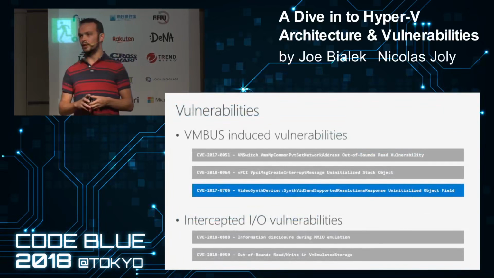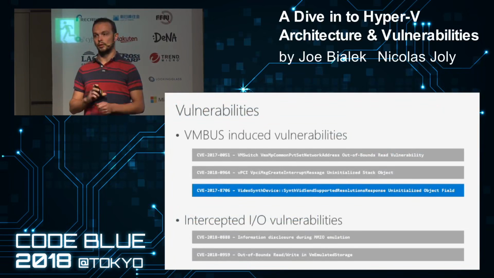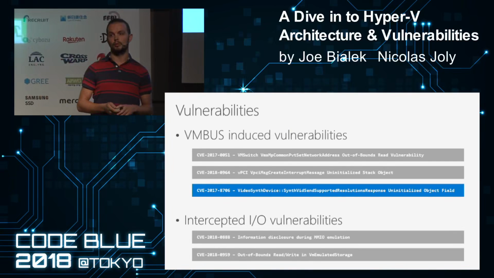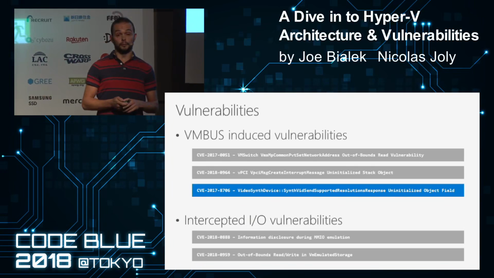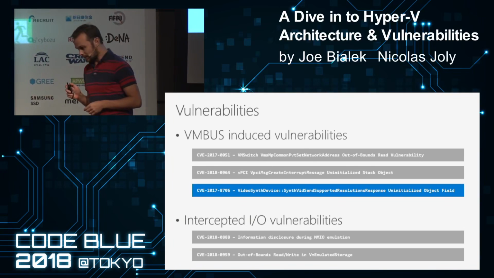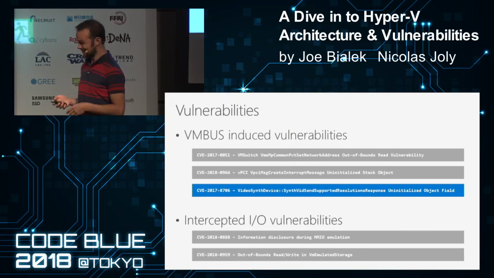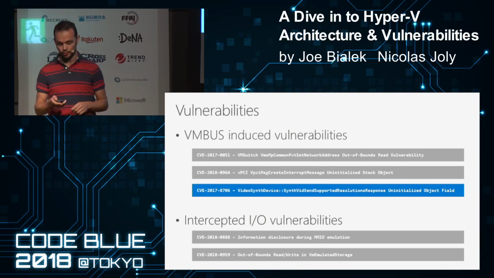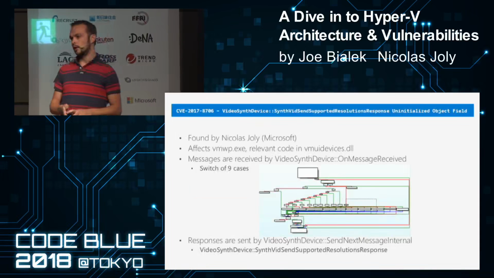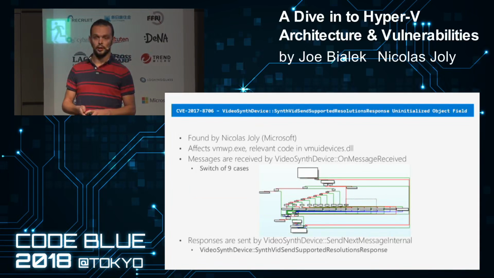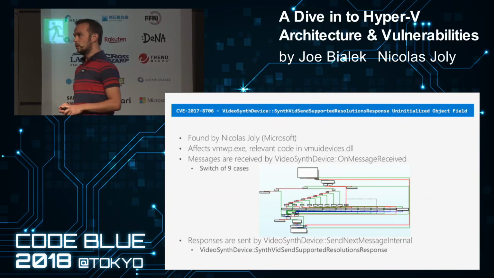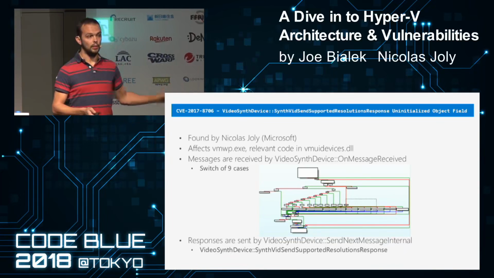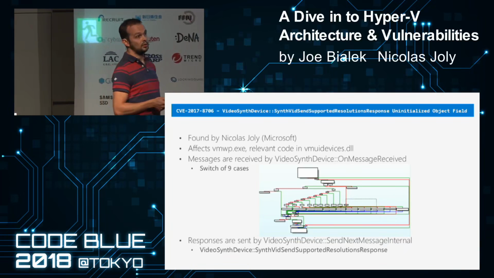So next, we leave the kernel and we move to the worker process, but we stay with the VM bus. I'm now going to talk about a synthetic device, which has to do with the screen resolution. This component is handled by VMUEdevice.dll in the worker process. So you've got, again, a switch case in that component, which handles just 9 cases.